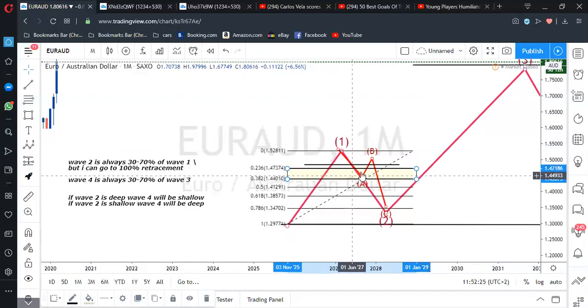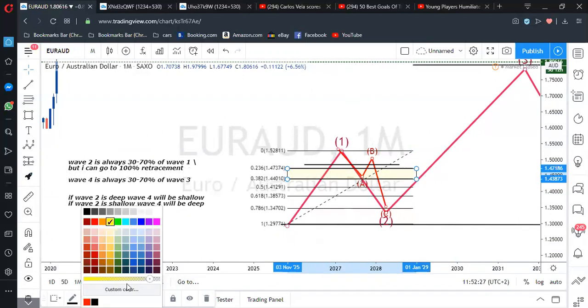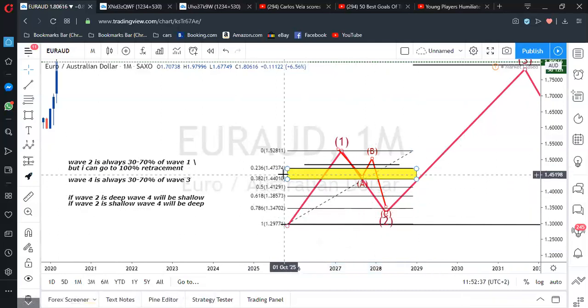I think, I don't know, it's too faint. Let me just add a bit more color. I like my stuff in yellow because yellow is a very bright color and it's loud. So yeah, it looks beautiful too. Yes, very, very beautiful color.